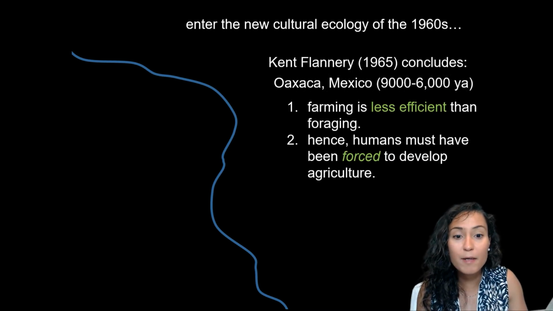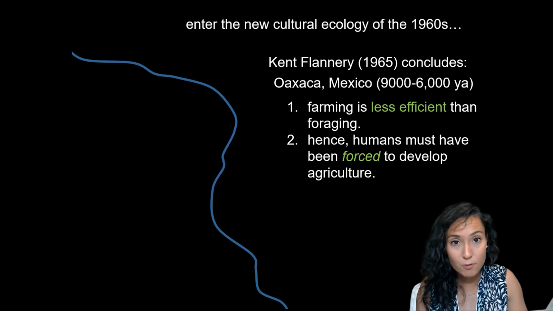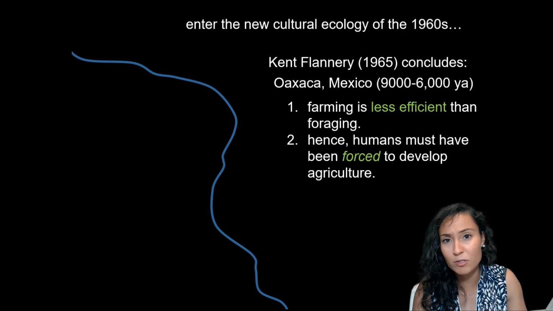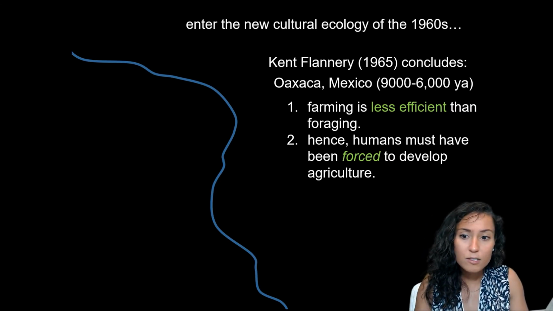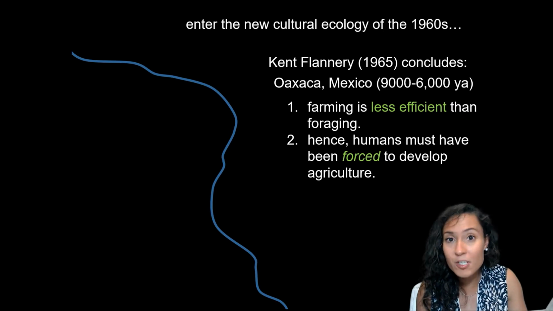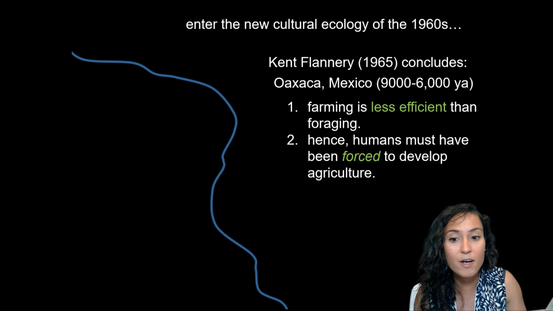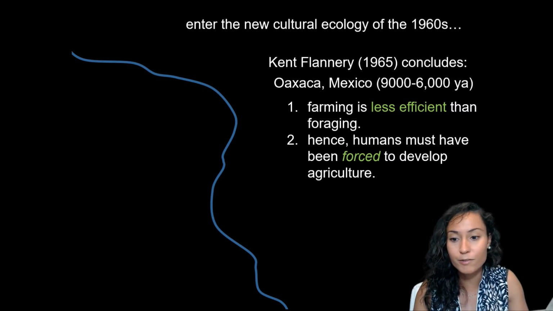Flannery's argument about the development of agriculture stemmed from this basic premise: one, that farming is actually less efficient than foraging, and two, that humans must have been forced to develop agriculture because it is less efficient and therefore wouldn't have been a natural evolutionary choice. So Flannery proposed that population growth was the primary driver which forced Mesoamericans to develop agriculture.